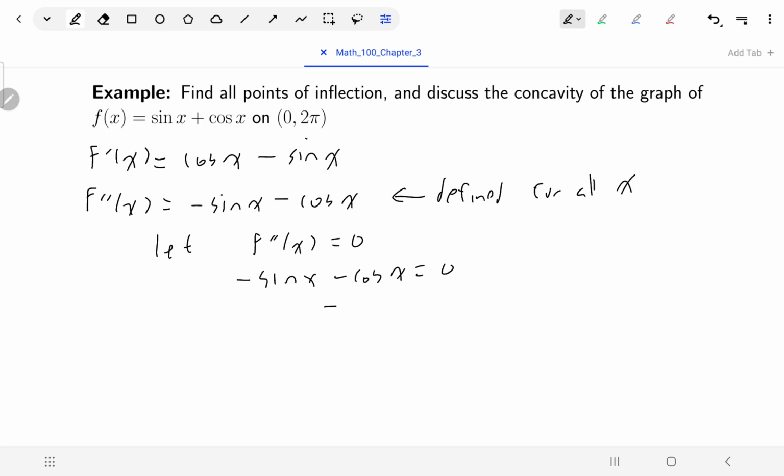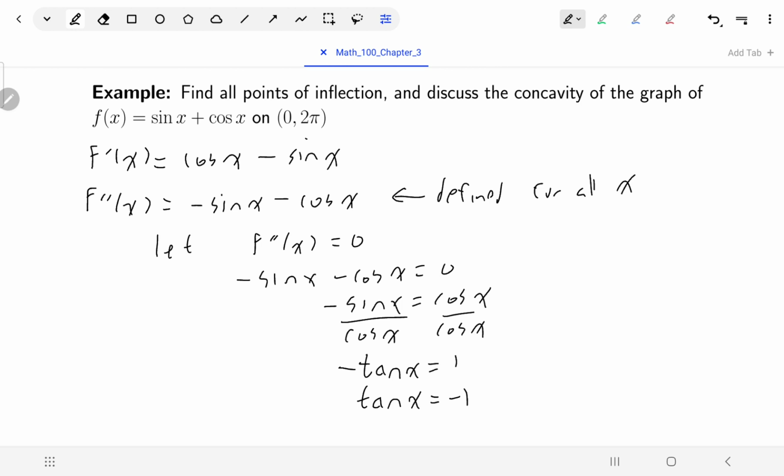Or in other words, where minus sine x equals cosine of x, or where tangent is equal to -1.